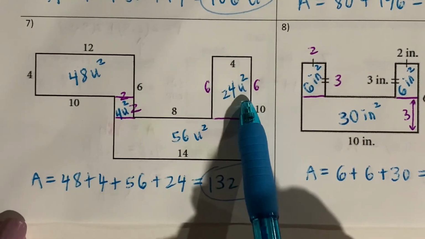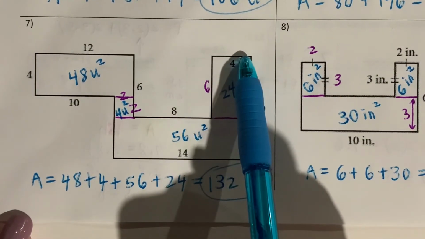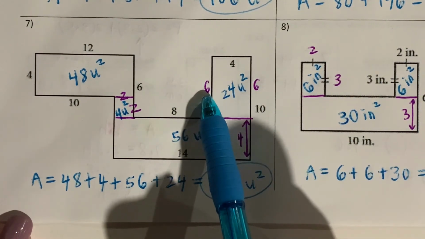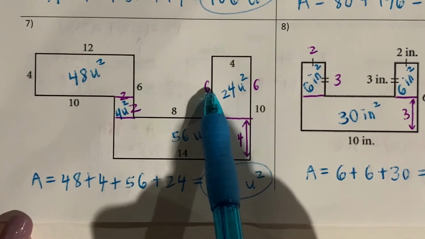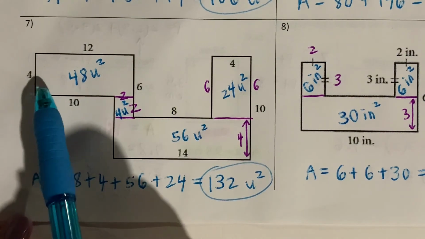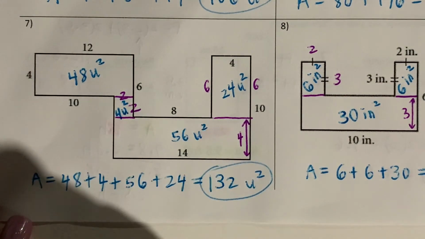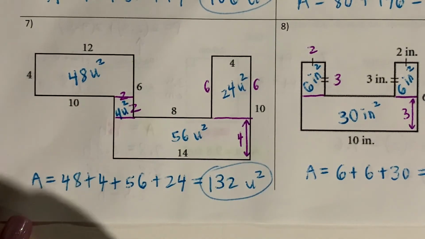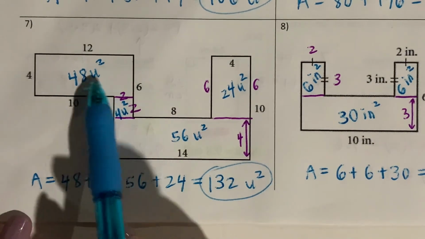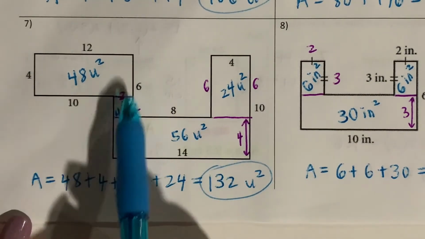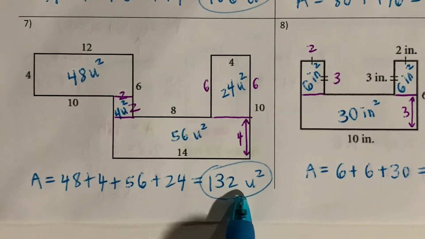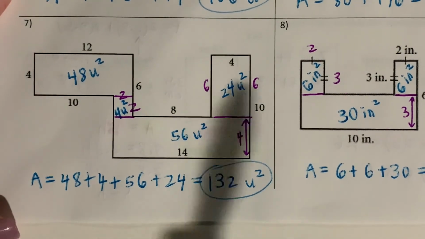And then my last area here, I noticed I had my base of 4. We talked about how this matches up here, 6 units, or you could double check over here along the side. 4 and 2 also gives you 6. So 4 times 6 is 24 square units. Add up my 4 smaller areas because area of the parts will equal area of my whole, 132 square units.